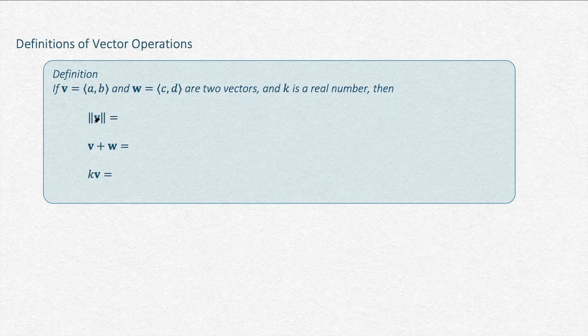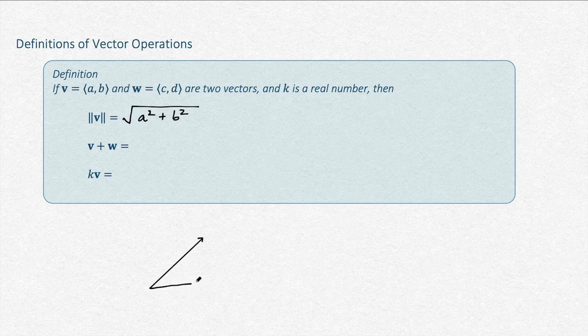First of all, the magnitude of a vector v is defined to be the square root of a squared plus b squared. Now this is not hard to see why this is. If I draw a vector v, and draw a right triangle, with my horizontal component of length a and vertical component b, then the length of the vector, the magnitude of it, we can see that the Pythagorean theorem holds there, and that's exactly what this here is saying. We could just square both sides and we would have the Pythagorean theorem.